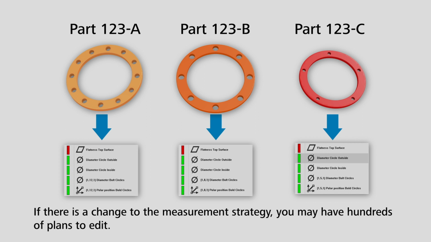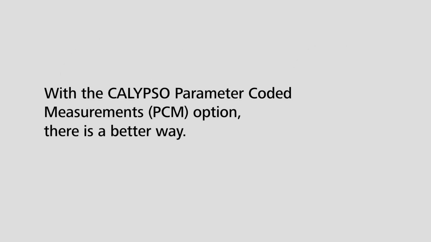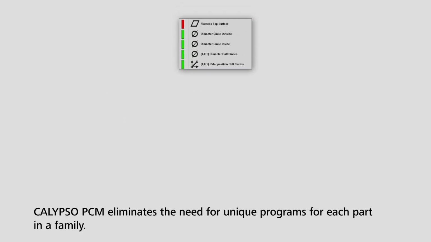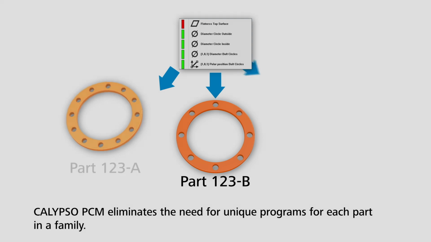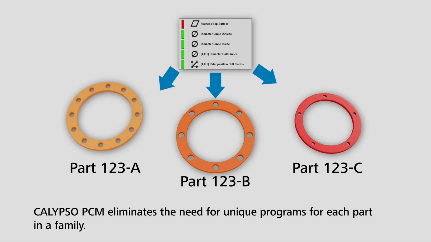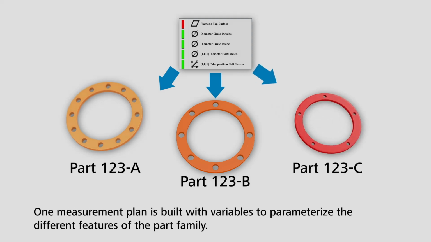Also, if there's a change to the measurement strategy, you may have hundreds of measurement plans that need to be edited. With the Calypso Parameter-Coded Measurements PCM option, there is a better way. With Calypso PCM, rather than create a unique program for each part in a family, one measurement plan is built with variables that parameterize the different features of the part family.